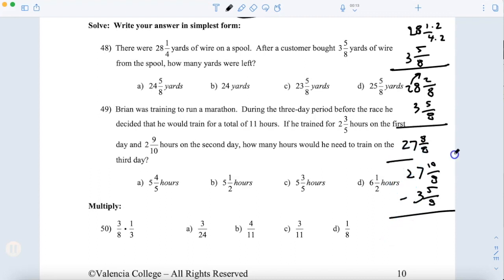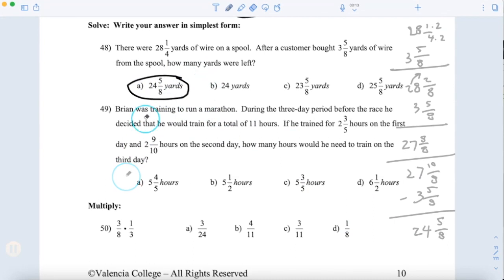All right, I'm hoping you're getting this. Now subtract, straightforward. 10 minus 5 is 5, same denominator, and 27 minus 3 is 24. And 24 and 5/8 of a yard.